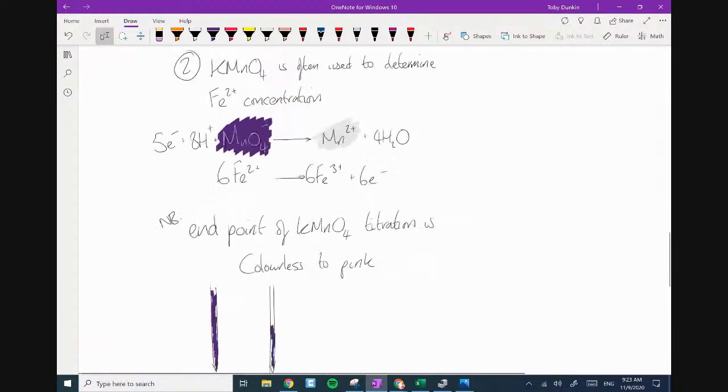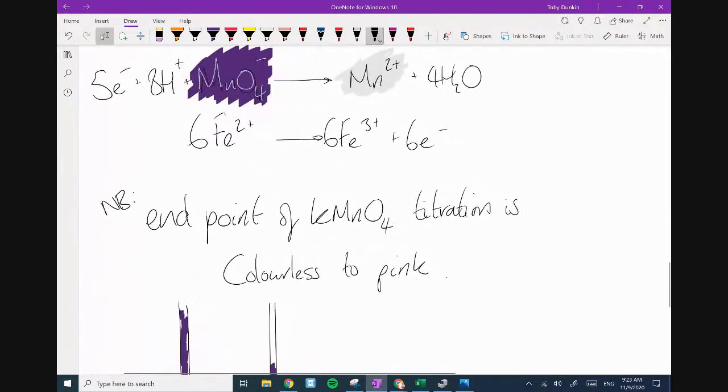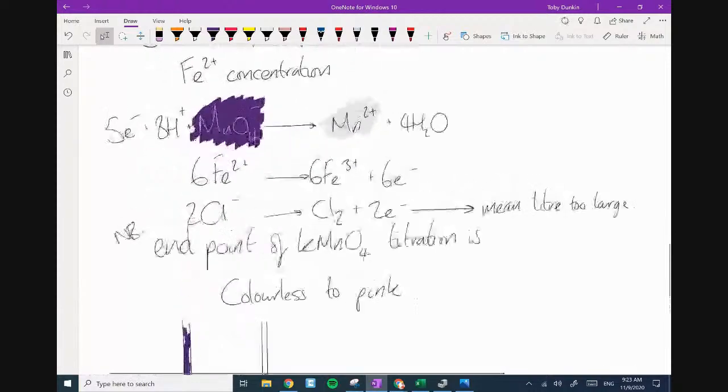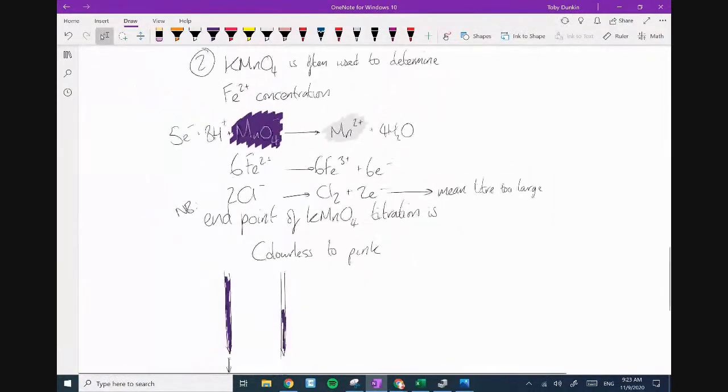Now, we say the titer is too large because if there was a chloride ion present, a second equation would also be happening, where you'd need electrons for the chloride oxidation process as well, which means you're going to need more potassium permanganate. So this second equation means that the titer is going to be too large, because we're having to use extra to be able to oxidize the chloride ions. So we can't use it in the presence of chloride or bromide ions.